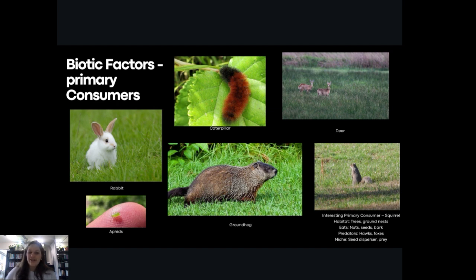Squirrels are not just cute. They're important to the ecosystem because they scatter and bury seeds, which helps grow new plants. They're also food for predators, linking lower and higher levels in the food system. They live in trees and ground nests. They eat nuts, seeds, and bark. They are hunted by hawks and foxes. Their niche is the seed dispenser, prey.